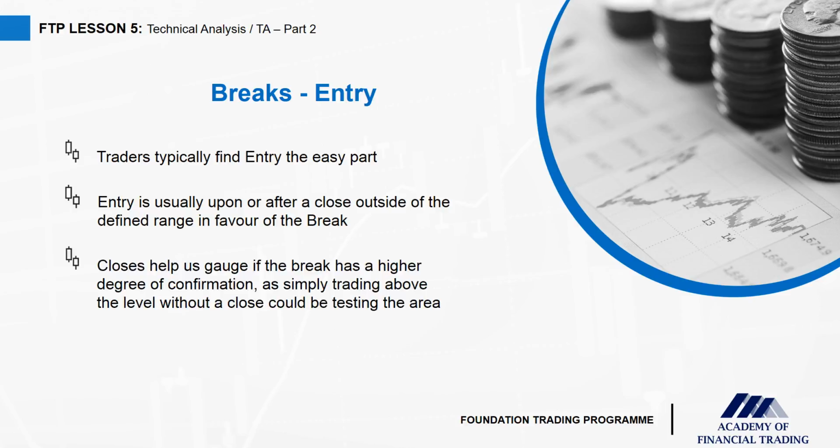So closes help us gauge if the break has a higher degree of confirmation, as simply trading above the level without a close would be testing the area, which is a little bit dangerous, a little bit risky. And what are we trying to do here? Well, we're trying to mitigate the danger and the risk. So let's explore some examples. All right.